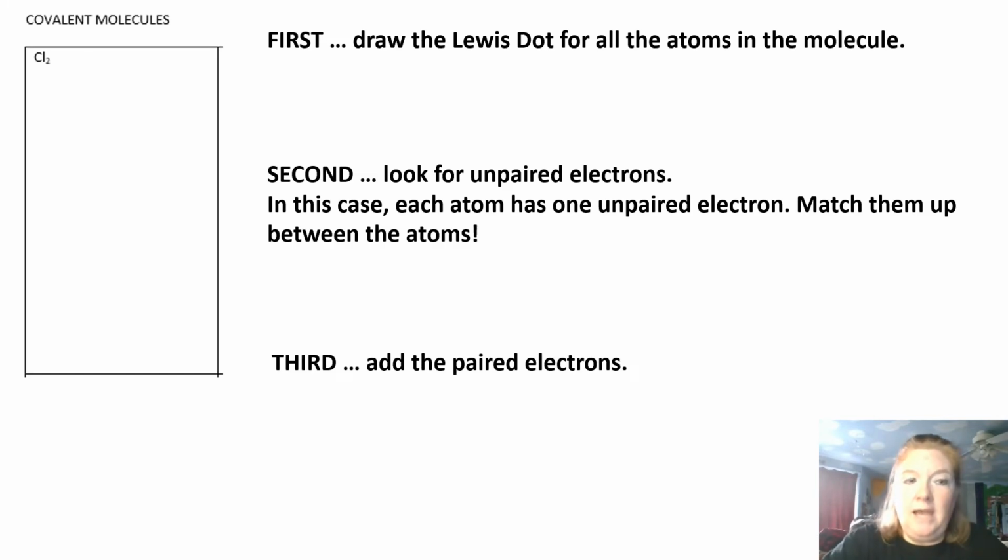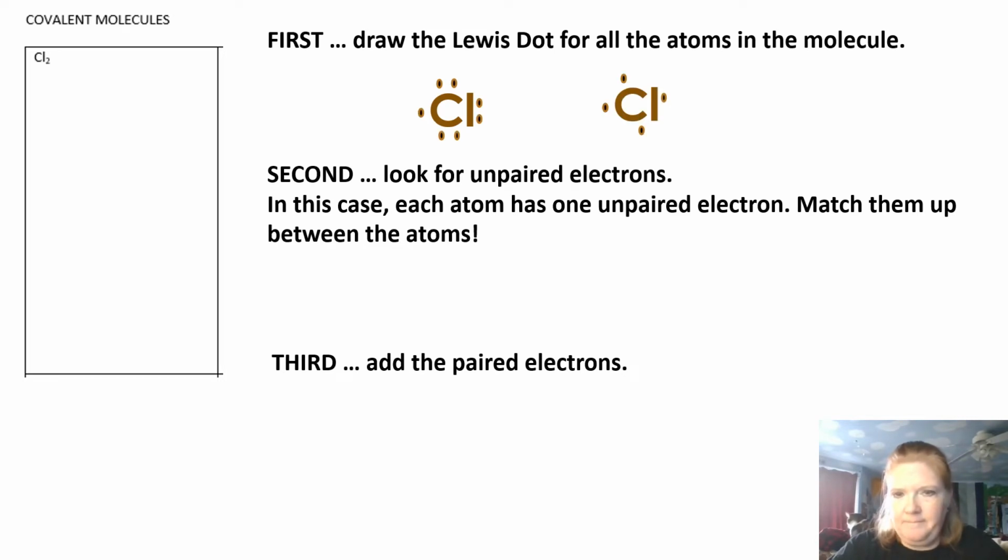All right, so let's look at Cl2, and I kind of have some steps outlined for you so that we could do it systematically. So first, draw the Lewis dot for all the atoms that are in the molecule. So Cl2. So that means I've got 2 Cls. So let's just draw the Lewis dot for the atoms. Now we're going to look for unpaired electrons. So see right here, I got one unpaired here, and I've got one unpaired here.